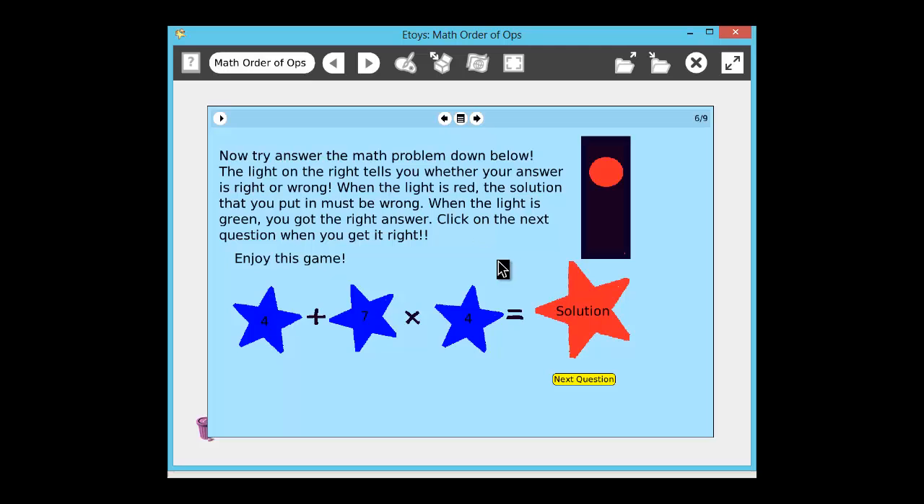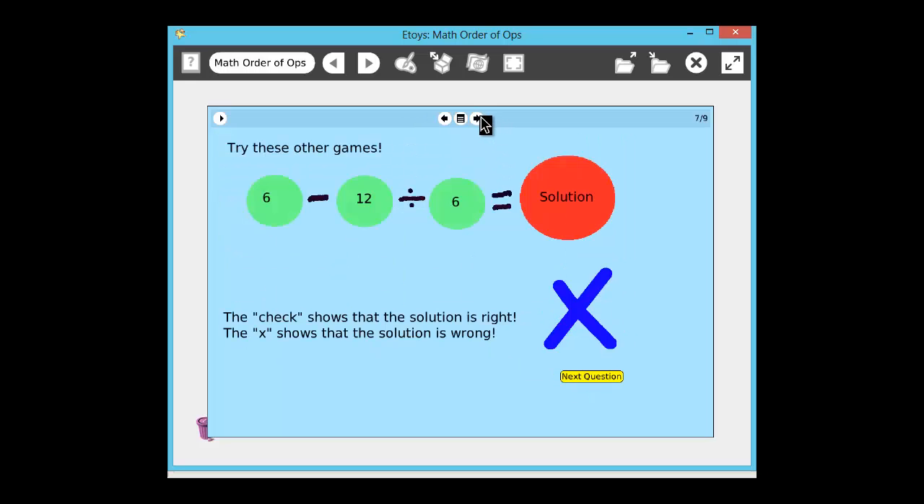This is the randomly generated practice. So you have to solve a problem. Now these are going to be a little bit bigger numbers because we have to do, well, 7 times 4 first, which is 28, plus 4 is 32. We write in 32, and the light turns green. So I get the next question. These are endless, these are randomly generated. You see as I click, the problem changes all the time.